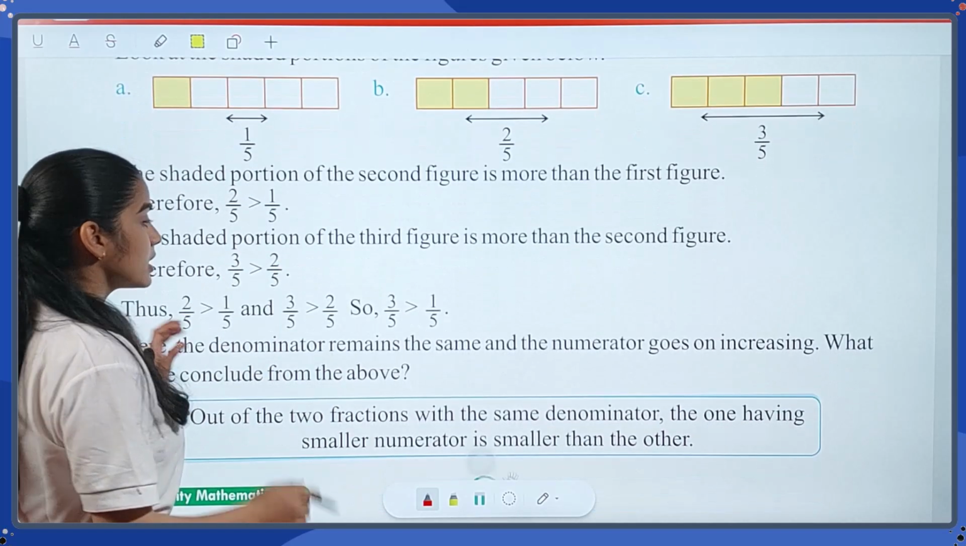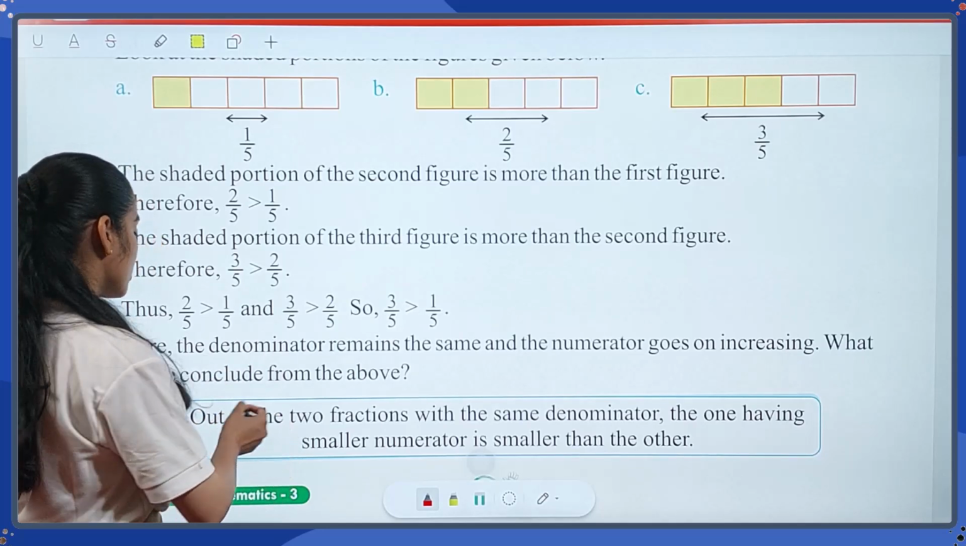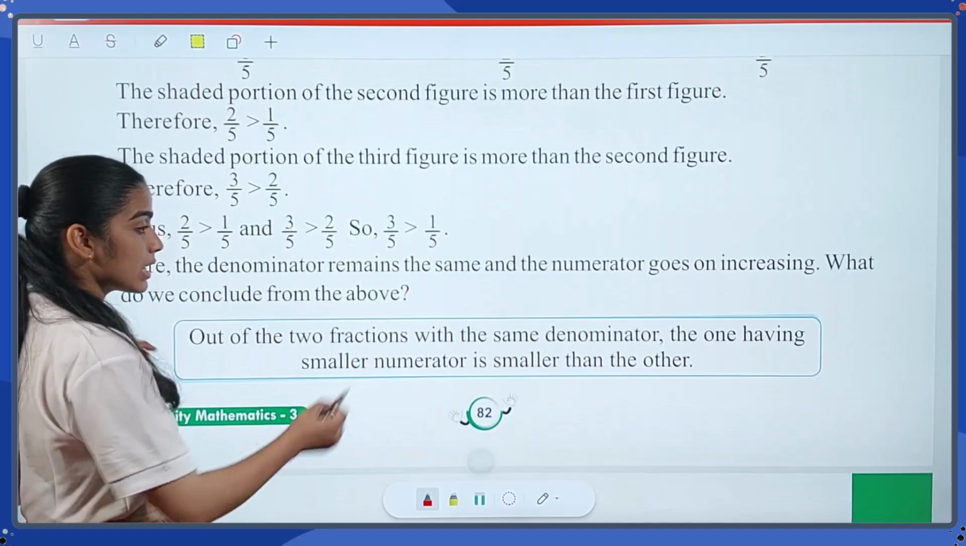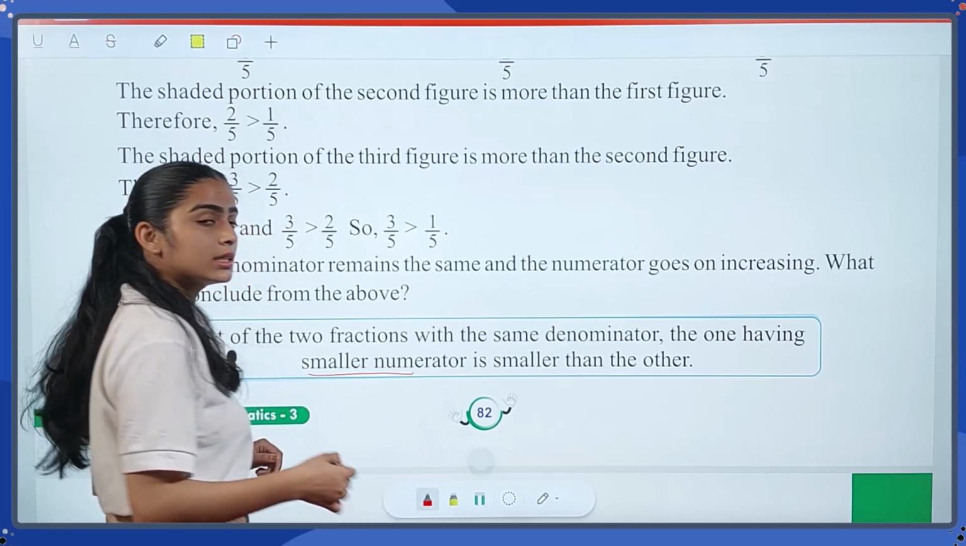It means that we are deciding which one is bigger according to their numerator. So out of the two fractions with the same denominators, the one having the smaller numerator is smaller than the other.